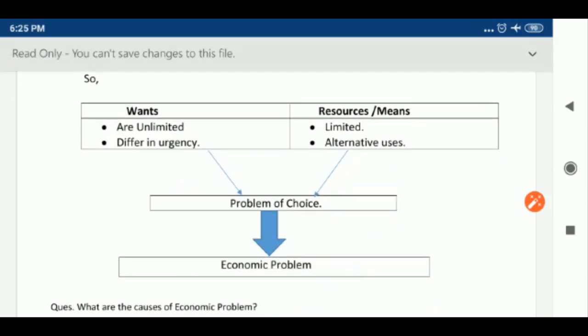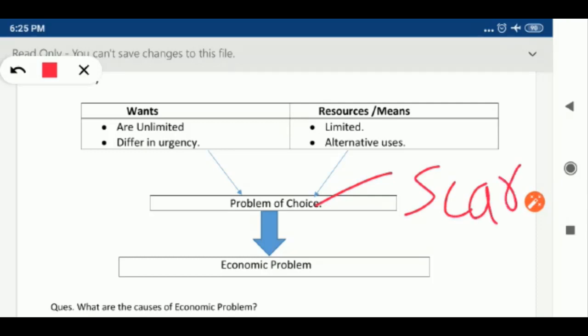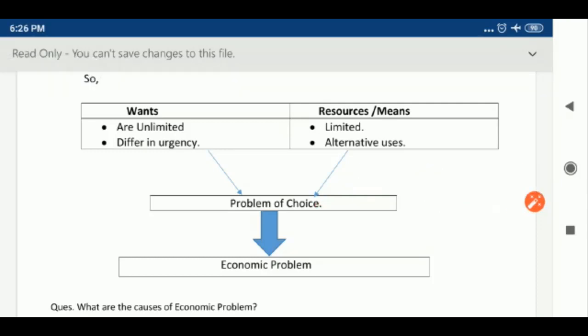So finally, what is the economic problem? The problem of making choice is the economic problem, and choice occurs from scarcity. That is the main issue. Scarcity means lack of something, lack of supply of a commodity in relation to demand. You have a limited resource, and due to that the problem of scarcity arises, and due to scarcity the problem of choice arises, and that problem of choice is our economic problem.